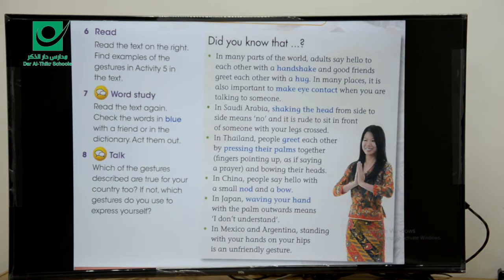But you know, before I finish, I want you to go back to number 6. Read the text on the right and find examples of the gestures in activity 5 in the text. Yes, please think of this. Find examples of the gestures in activity 5 in the text. Yes, I will show you the answer down. Yes, for number 5, you know, hello, pleased to meet you, and I don't understand. These are some gestures in the reading text.